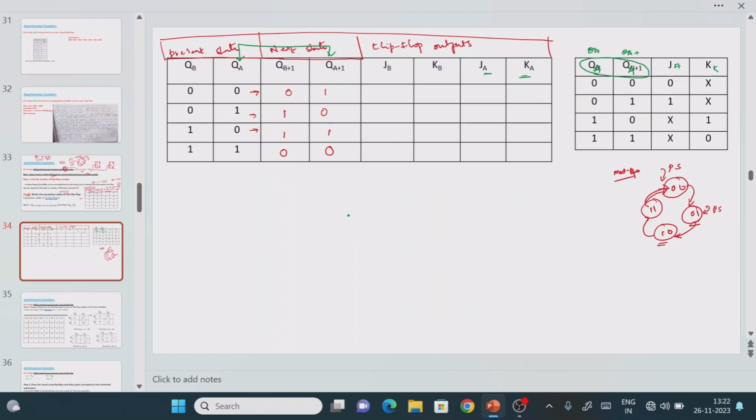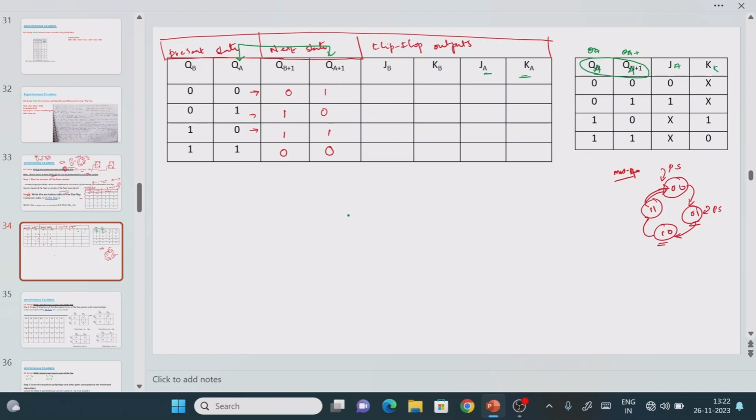Now see which value we need to consider for finding the JA KA: we need to find out QA plus 1. If you want to find out the JB KB, which one do we have to take? QB plus 1. This one as well as this one we need to complete. So first we'll try to complete the QA plus 1 value for JA KA, then we'll complete the JB KB, right? So what is the first value? QA is 0. What is the QA plus 1 value? 0 1. See, this is the value 0, this is the value 1. So go to the excitation table where we have 0 1.